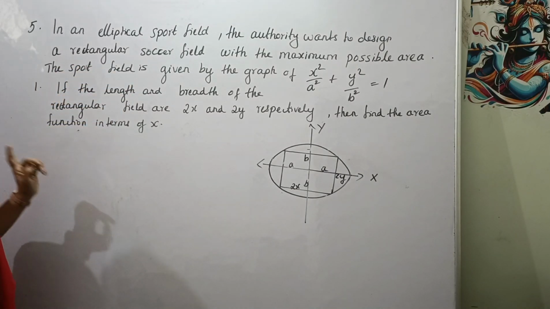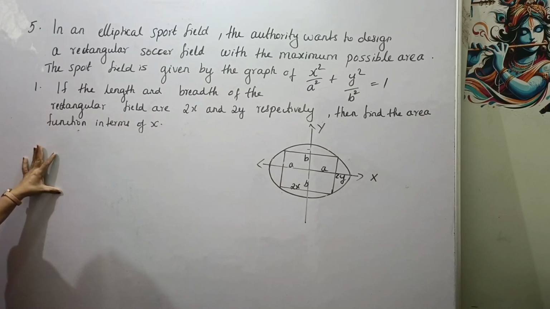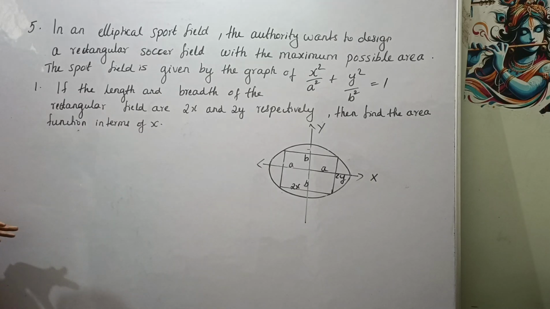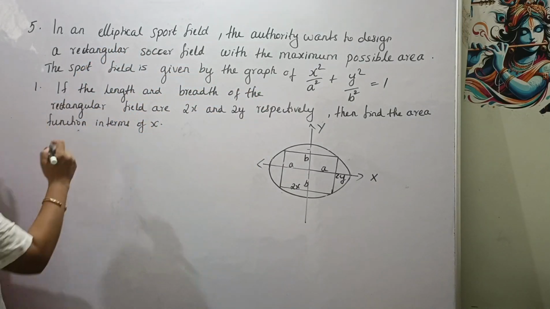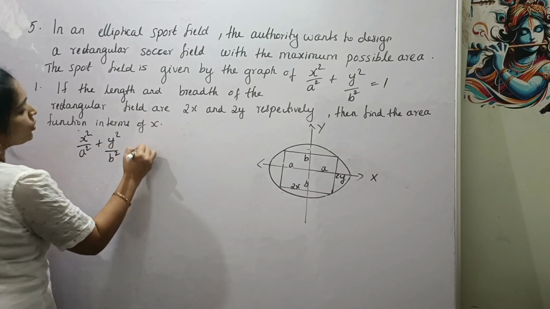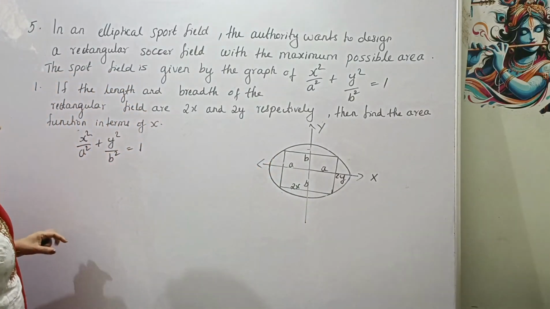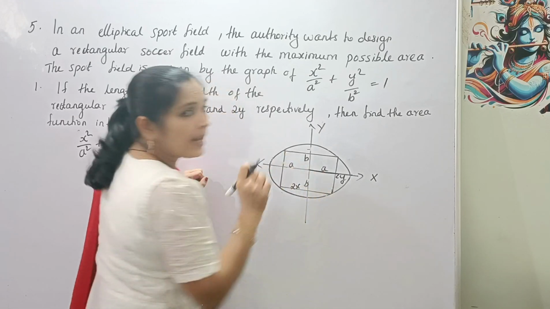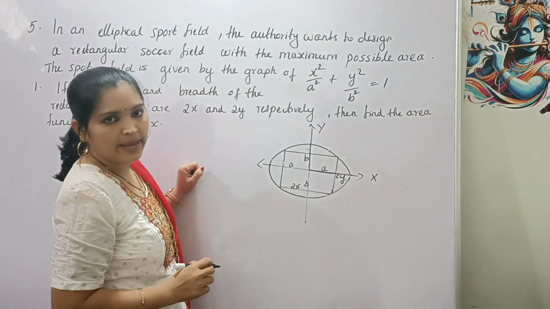If the length and breadth of the rectangular field are 2x and 2y respectively, then find the area function in terms of x. See, here it is given that the equation of an elliptical sport field is x²/a² + y²/b² = 1. Okay. Suppose it's our ellipse. It's an elliptical sport field and this length, that is a, is the length of the semi-major axis and b is the length of the semi-minor axis, right?